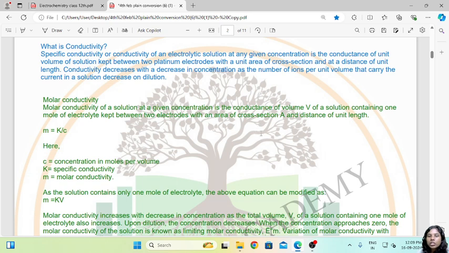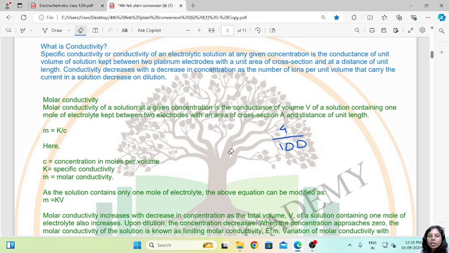So initially it was 4 upon 50. Now I have changed the ratio to 4 upon 100. So now the ratio has changed. What will happen? Will the conductivity remain the same? In this case the conductivity will vary. This is what we are talking about.